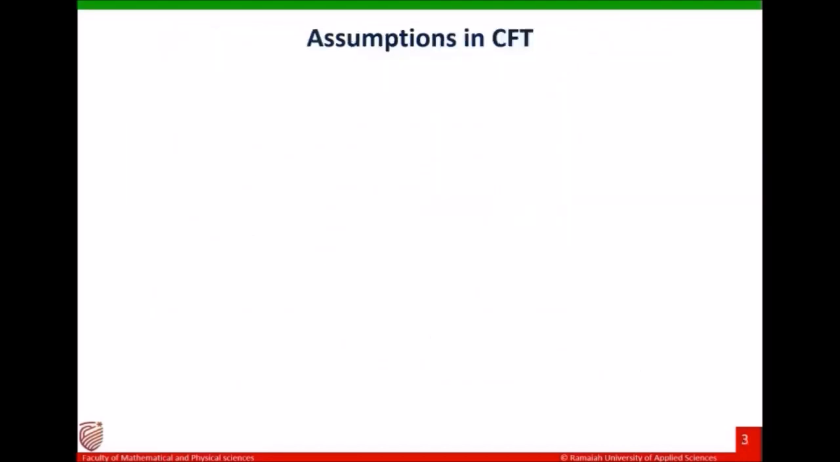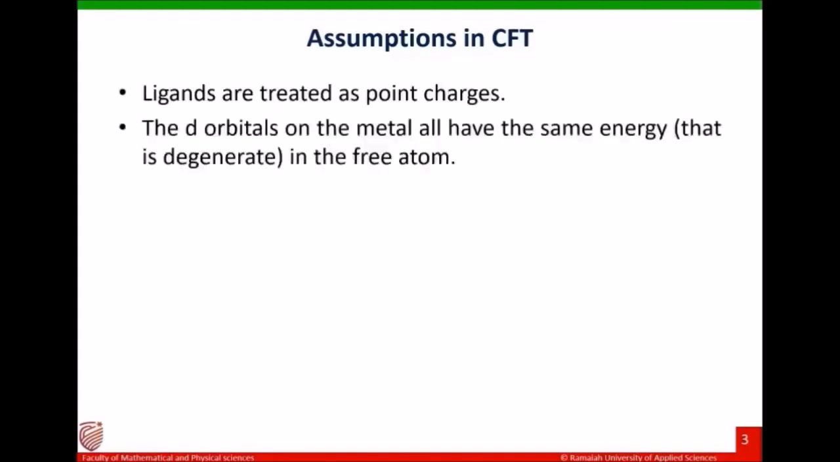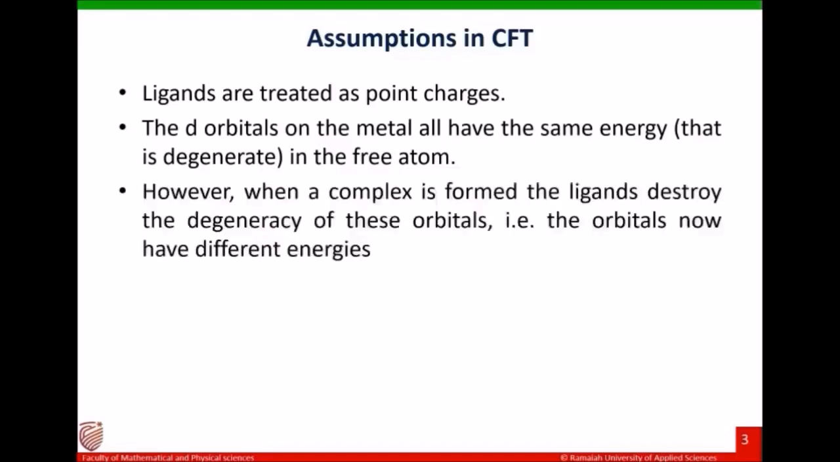And when you studied CFT in your PUC, you took a few assumptions. They are: ligands are treated as point charges, and the d orbitals on the metal all have the same energy in the free atom, so we can say the d orbitals are degenerate orbitals. However, when a complex is formed, the ligands destroy the degeneracy of these orbitals, that is, the orbitals now have different energies. Now we have to discuss this degenerate and non-degenerate concept in CFT.